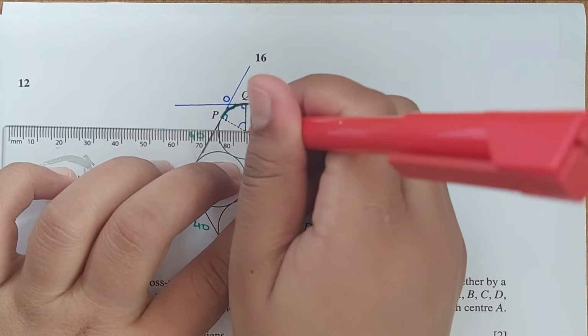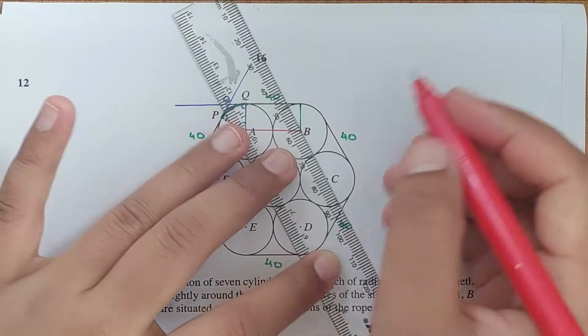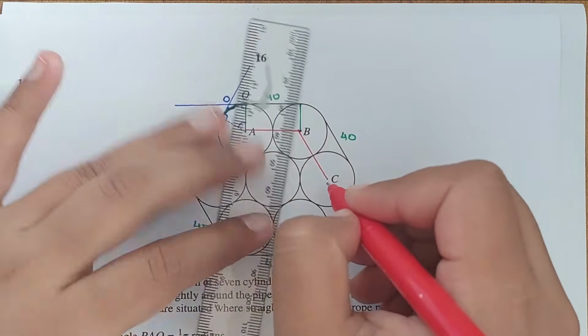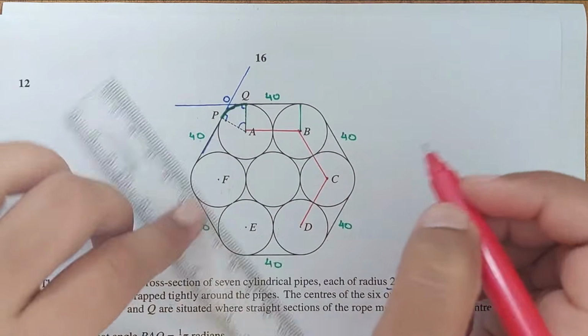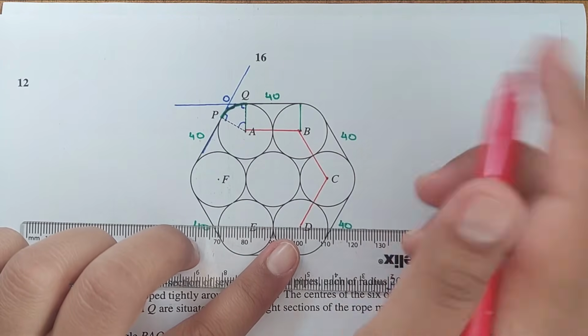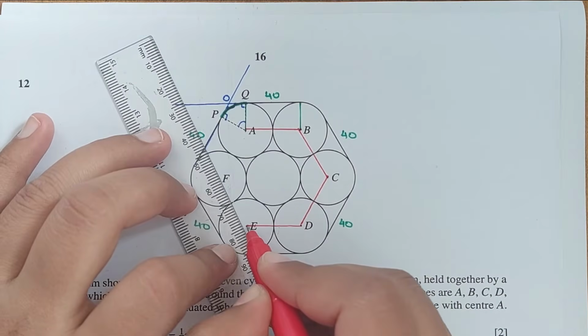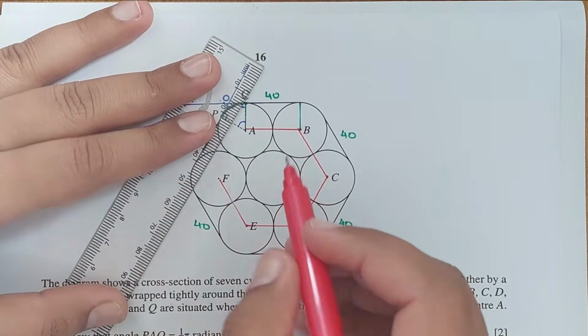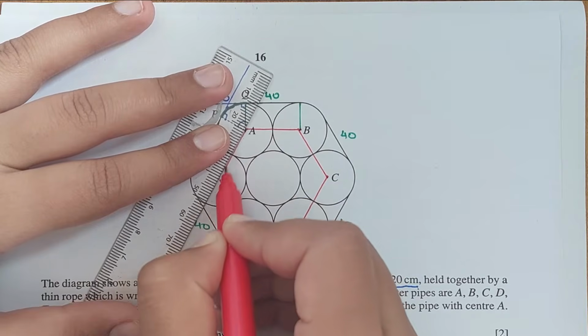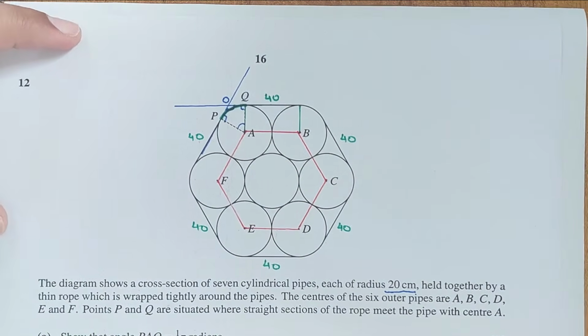You can connect the points A, B, B to C, and then D, and then E, F, and again A. You have to find the area of this hexagon, right?